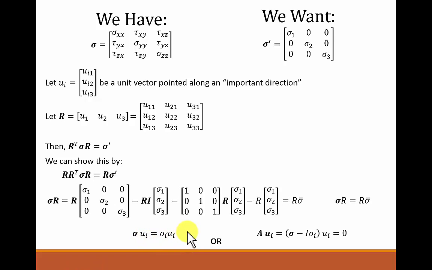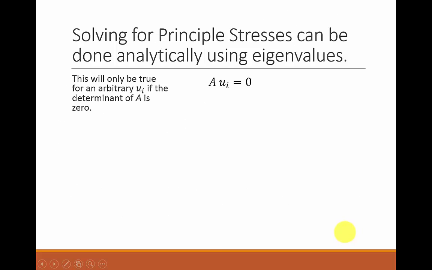I can also rewrite this final statement by subtracting this term from both sides of the equation and calling this new matrix, sigma minus I sigma i, A, and setting it equal to 0. So now I have this new matrix composed of sigma minus I sigma i times some vector equal to 0. Now, this is only going to be true for an arbitrary ui if the determinant of A is equal to 0. So our next job is to figure out how to get the determinant of A equal to 0.